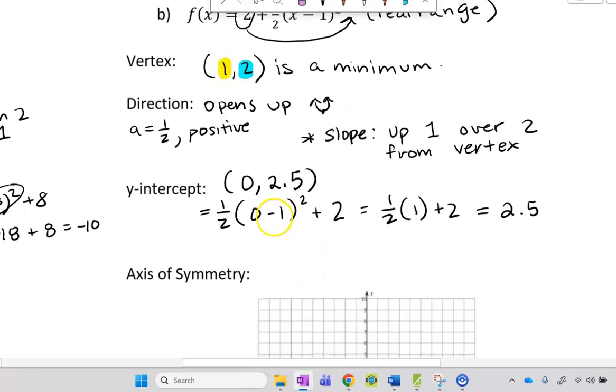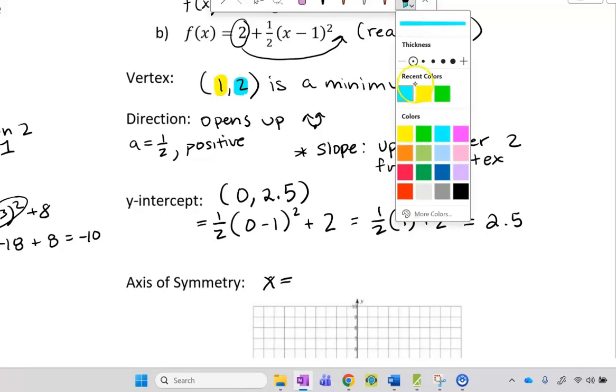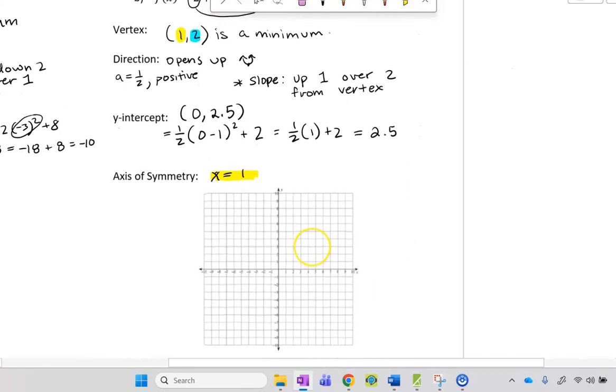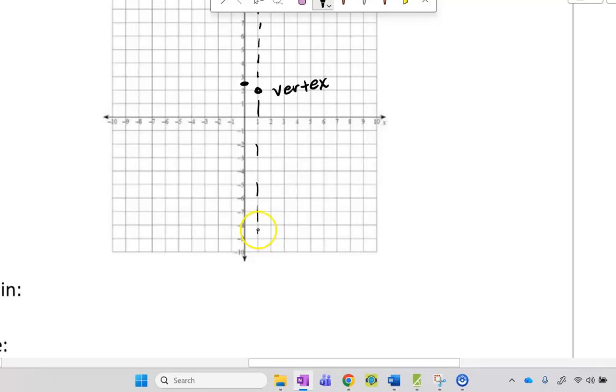That's my y-intercept. And lastly, my axis of symmetry is always going to be x equals some number. It's always going to be the number you can find in your vertex for x. So in this case, it's 1. And I'm ready to graph. I'm going to start with my vertex at 1, 2, and I'm going to label it my vertex. I expect this thing to open up, and I have a y-intercept. This part's going to be a little tricky. A y-intercept at 2.5, really close to the vertex. And at this point, I'm going to make my dashed line through my vertex for my axis of symmetry.